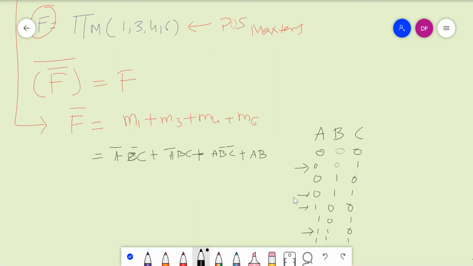A dot B dot C. Last one, C bar, M6. So A, B, C bar. Right? So I guess we have written correctly.